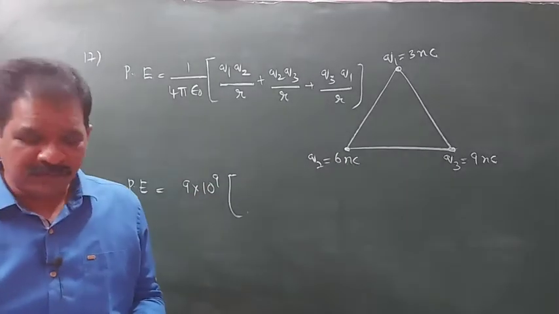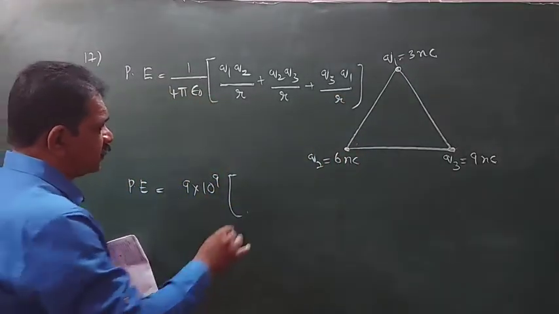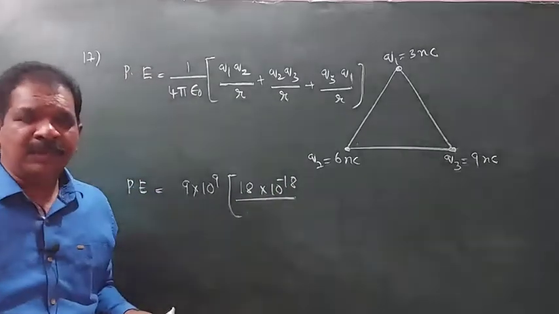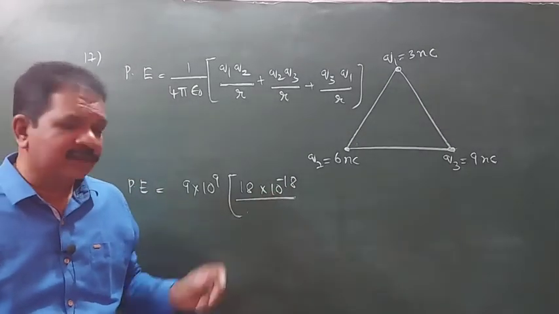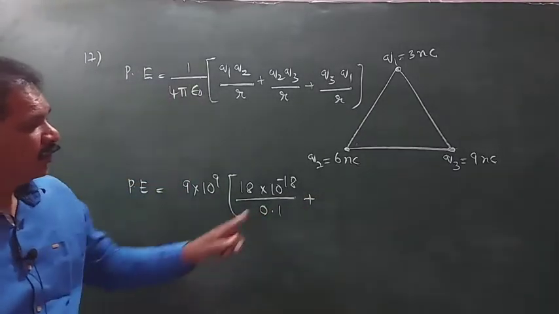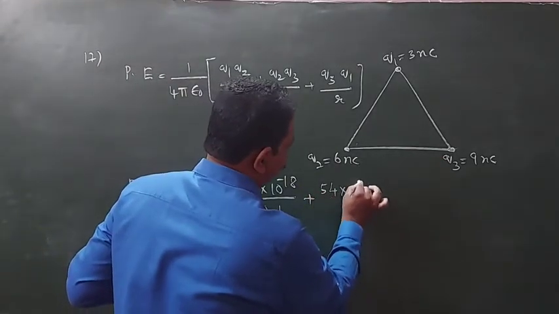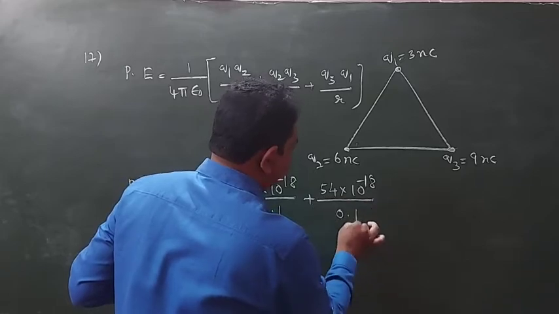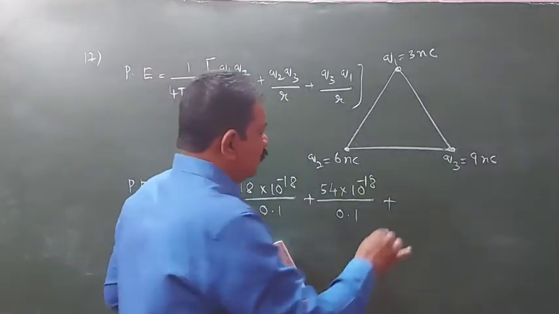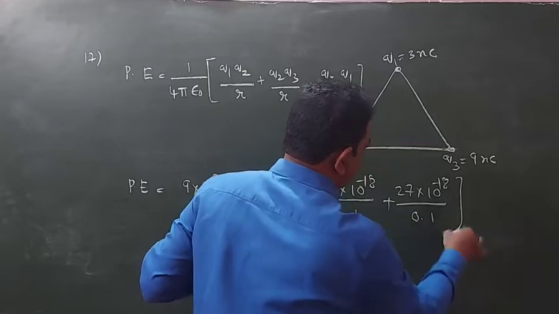which means 9 into 10 power 9. Q1, Q2, if you take this multiplication, 3 into 6, 18, 10 power minus 18. Minus 9 will come, so it becomes minus 18, by this distance value 0.1. Q2, Q3, 6 into 9, this value will be 54 into 10 power minus 18 by 0.1. Q3, Q1, 9 into 3, 27 into 10 power minus 18 by 0.1.